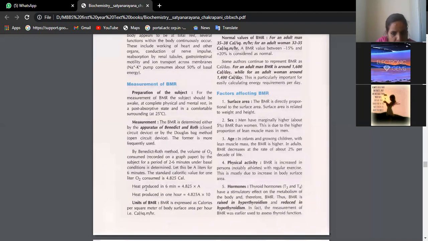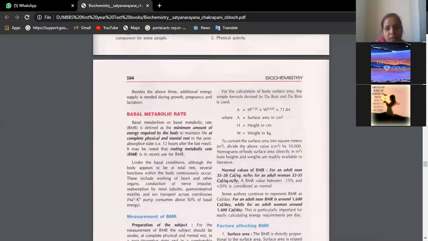So heat produced in 6 minutes is calculated, and heat produced in 1 hour is just converted by multiplying it with 10. So the unit of BMR is calories per square meter. So like that we measure, and this is A into H into W into 7, where A is surface area, H is height, and W is weight. We have to substitute our parameters in this formula to know the BMR of each person, and of course it differs from person to person.